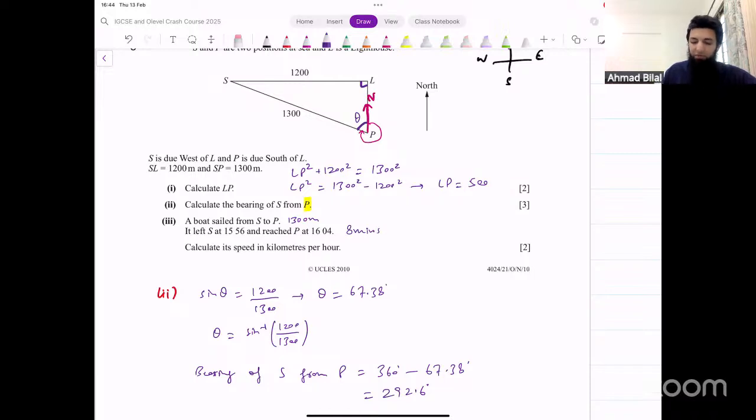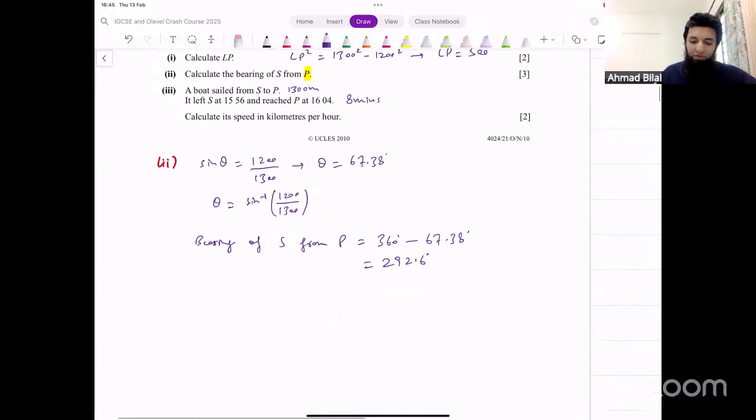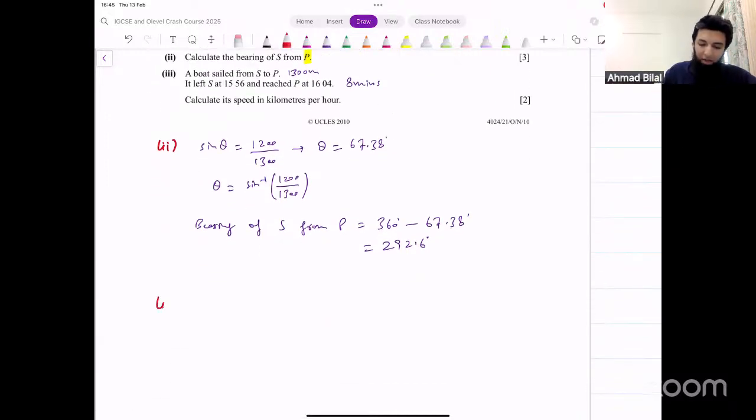What we want to do is find the speed in kilometers per hour. Okay, how do you do that? How is speed calculated? Speed is distance over time. Okay, that's how we find speed.